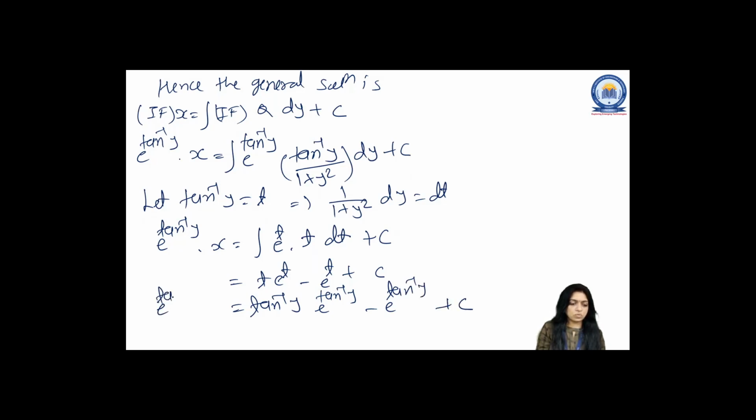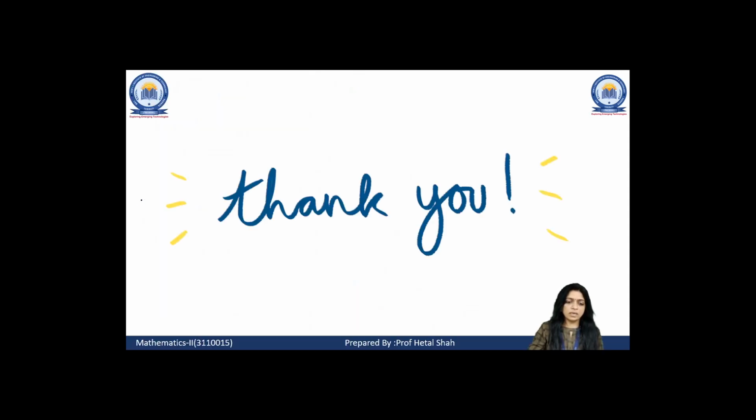Here e raised to tan inverse y into x. So if I divide by e raised to tan inverse y on both sides, then I have x equals tan inverse y minus 1 plus c e raised to minus tan inverse y. This is the general solution of the given differential equation.